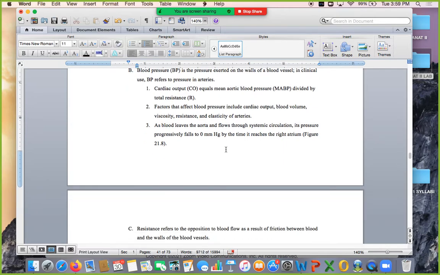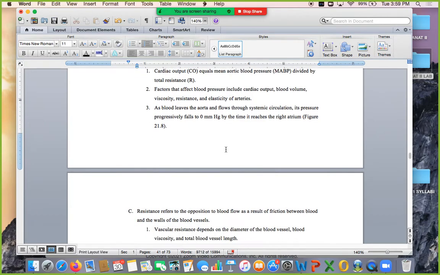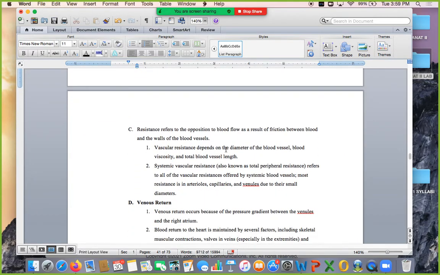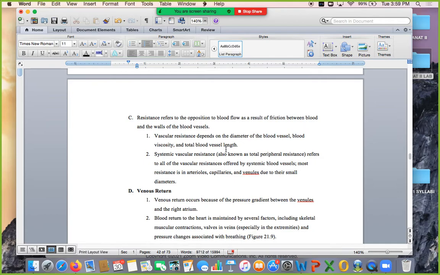So as blood leaves the aorta and enters into systemic circulation, the pressure is going to fall. So it starts off really high as it's heading out of the aorta in that lub-dub, and eventually it's going to progressively fall down to about 0 by the time it reaches the right atrium, which is when it's going to be headed back into circulation again.